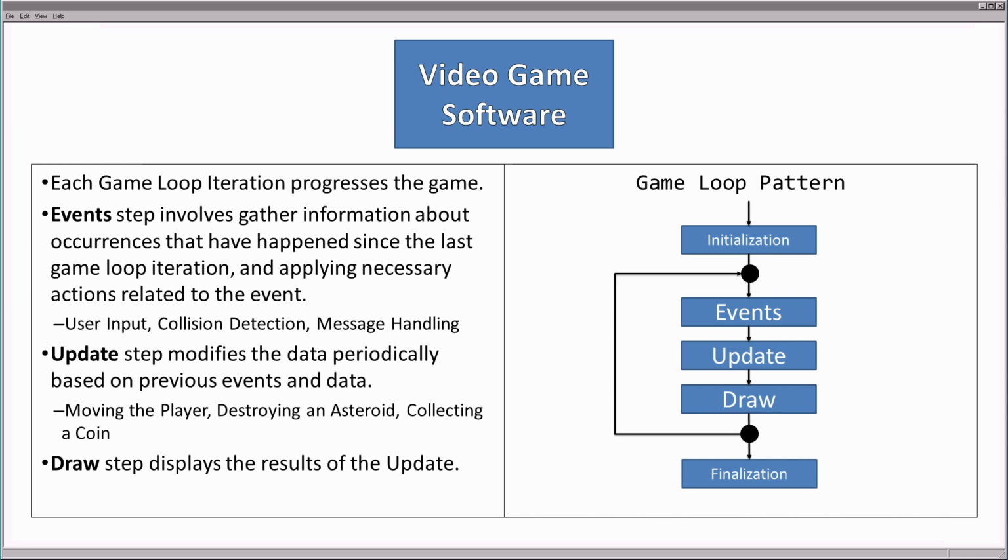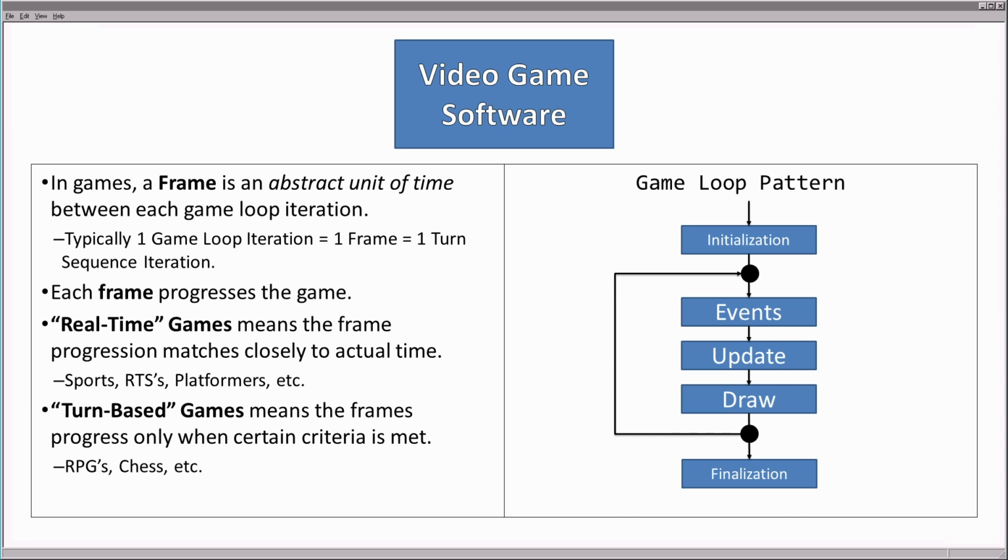The update step modifies data periodically based on previous events and previous data. Moving the player, destroying an asteroid, and collecting a coin are tasks that are commonly performed during the update step. And finally, the draw step displays the results of the update. In games, a frame is an abstract unit of time between game loop iterations. Typically, one game loop iteration is equal to one frame, which is equal to one turn sequence iteration.